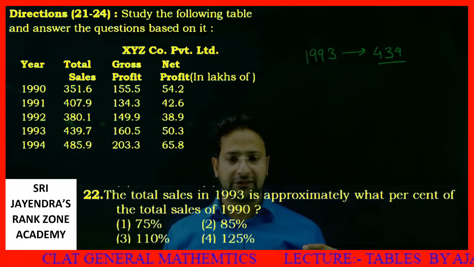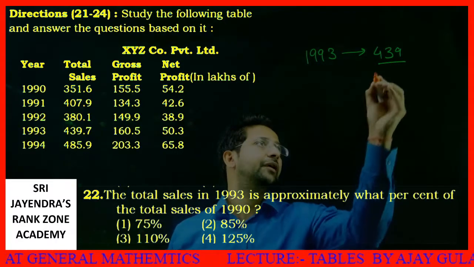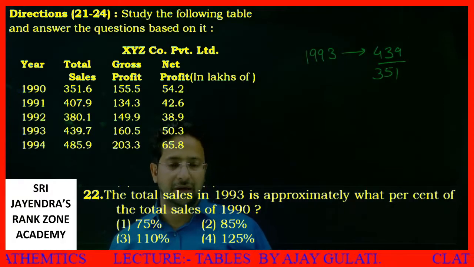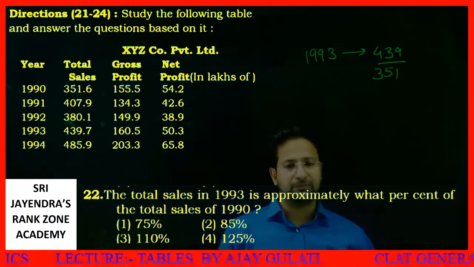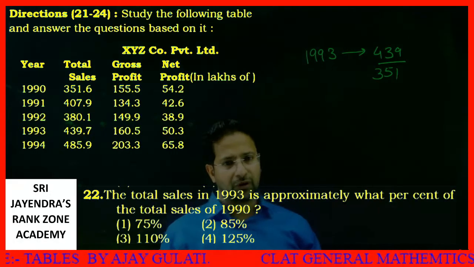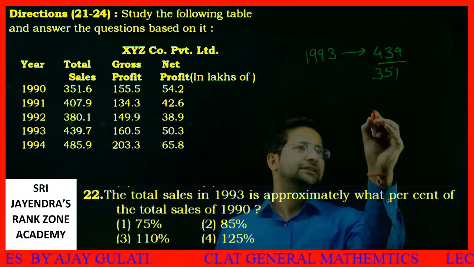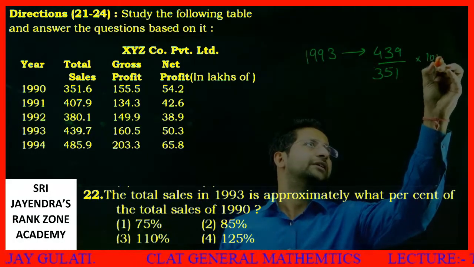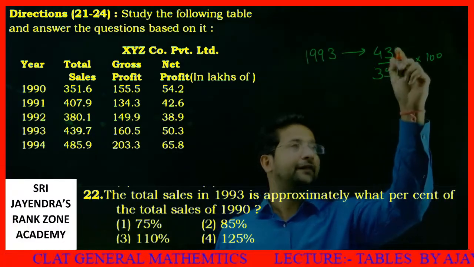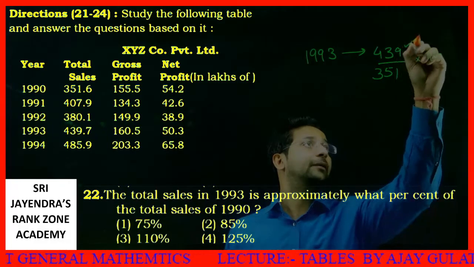The total sales in 1990 is 351. I just need to figure out the ratio. We need an approximate value. I need to convert it into a percentage. First of all, since the numerator is greater, the answer will be more than 100.